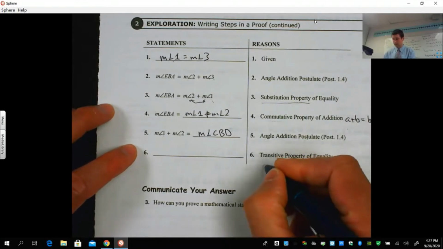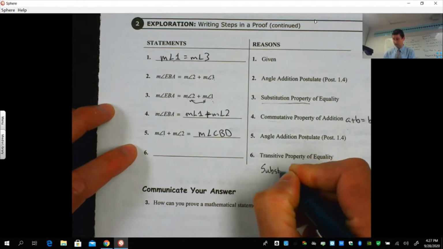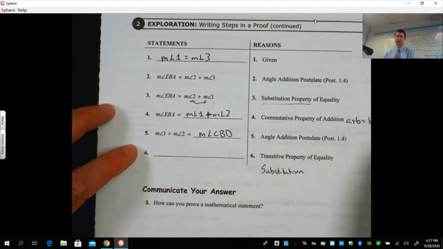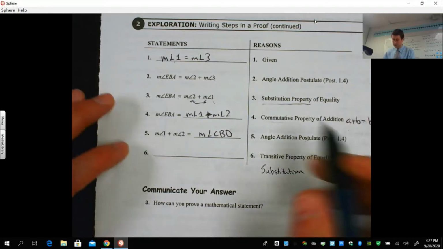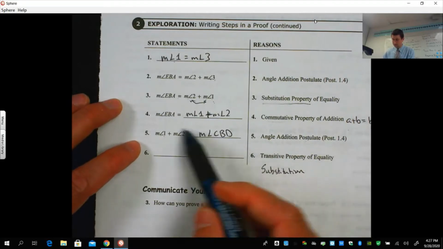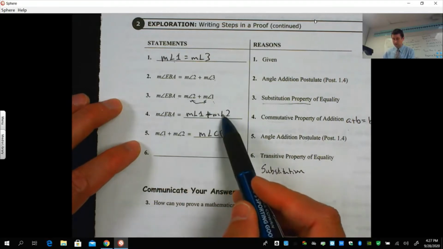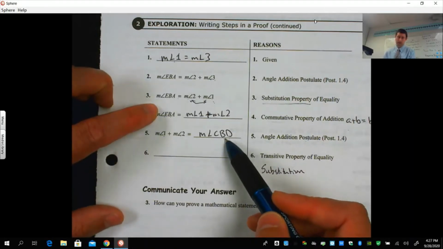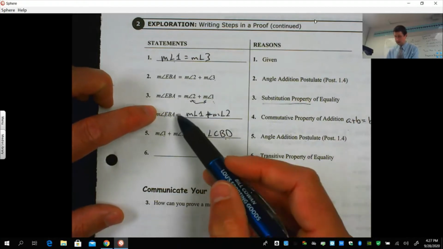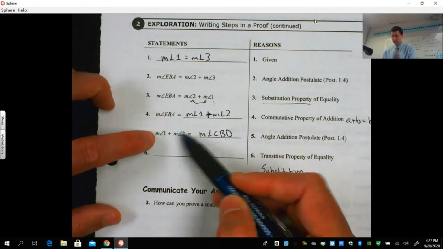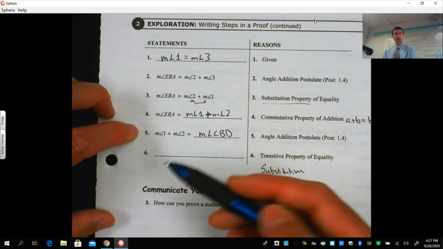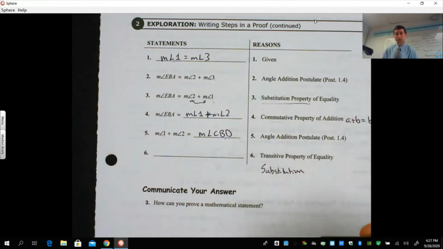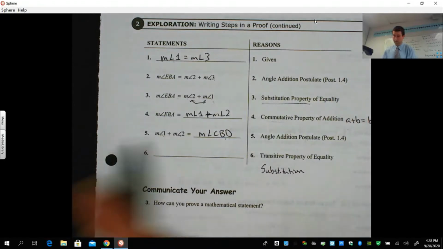Sometimes substitution will be used in this case. Transitive and substitution can kind of look similar at times. So what they're saying with transitive is if EBA equals 1 plus 2, and 1 plus 2 equals CBD, then EBA has to equal CBD. You can also think of it as a substitution because EBA equals 1 plus 2. You can substitute 1 plus 2 with EBA. So just be aware of that. If you're looking for a substitution property on your drag and drop when you're doing the assignment, it may not be there. It may actually be a transitive property.